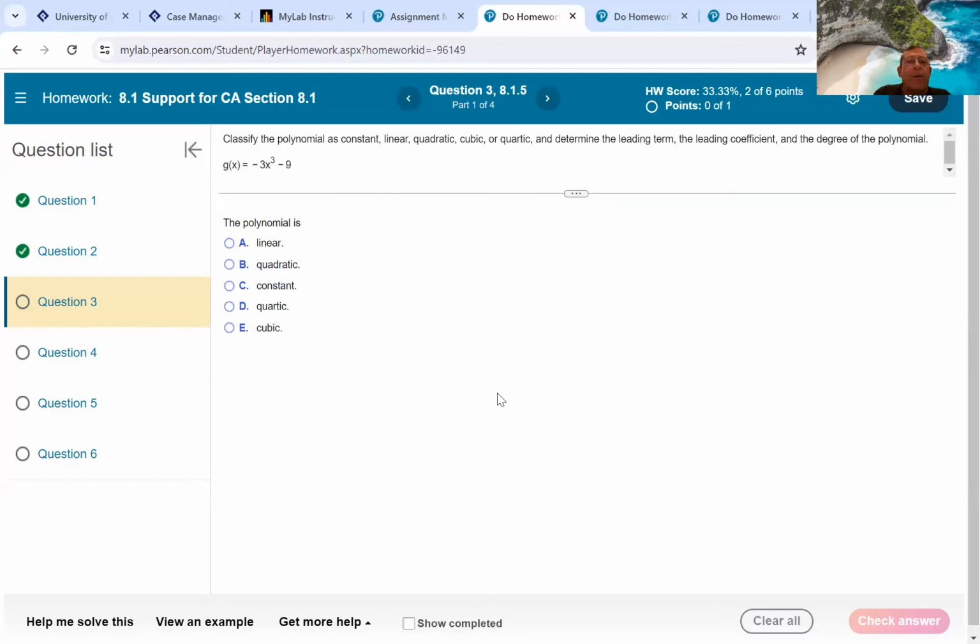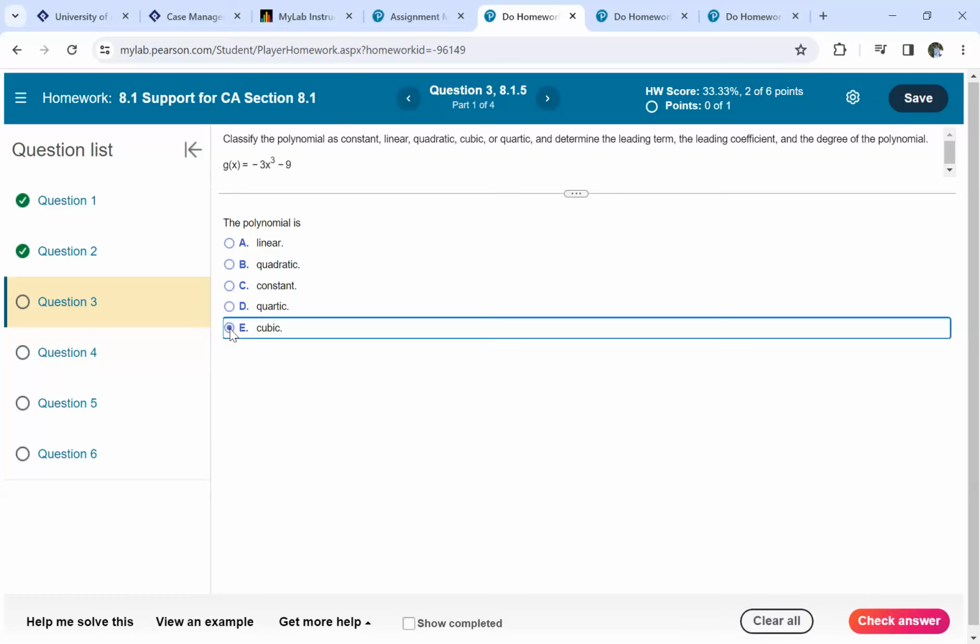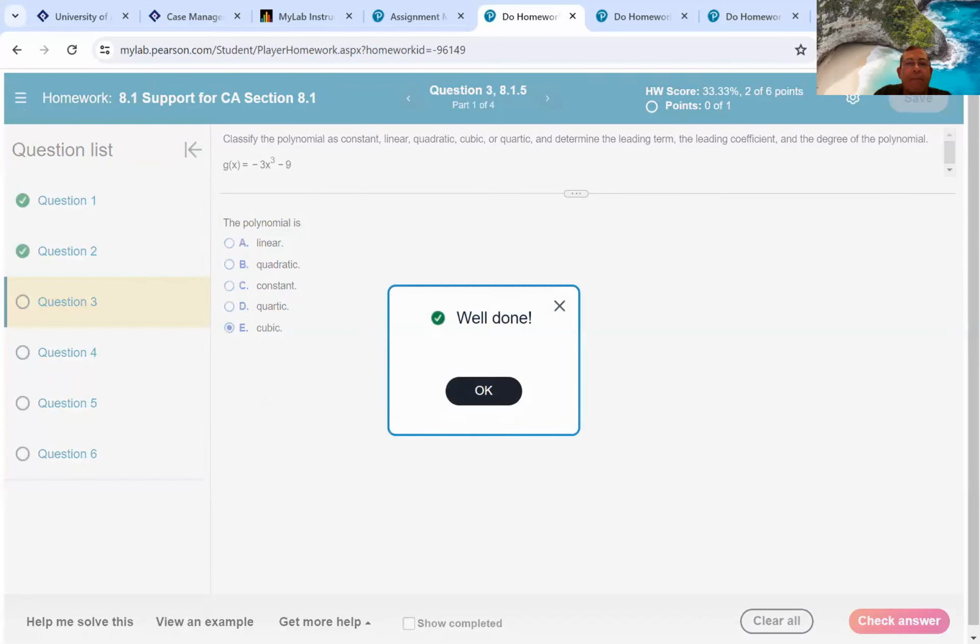So what do y'all think on this one? Negative 3x to the third minus 9. Is that linear, quadratic, constant, quartic, or cubic? Cubic. So definitely cubic. So we're going to check that.